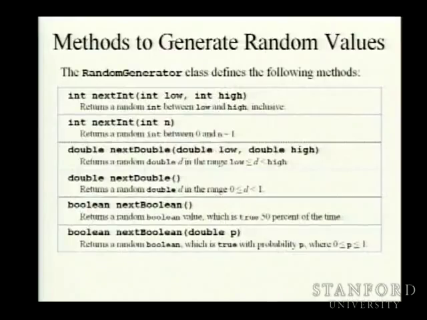There's also nextBoolean, which, if you don't call it with any parameters, is basically like flipping a coin. It'll give you back true or false 50-50.